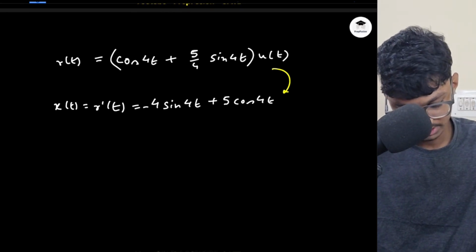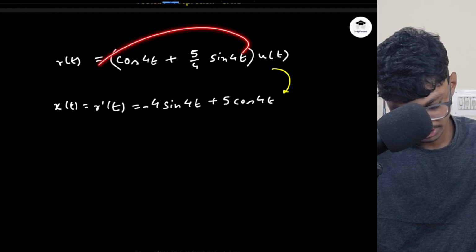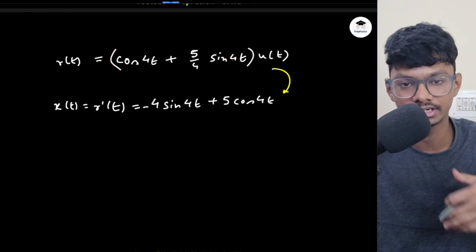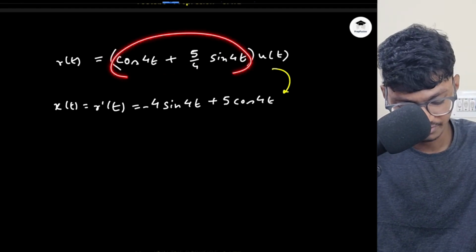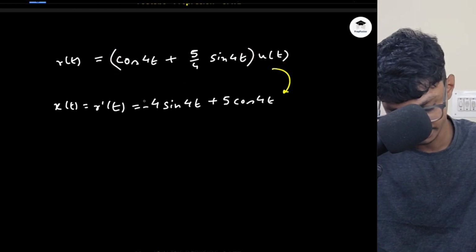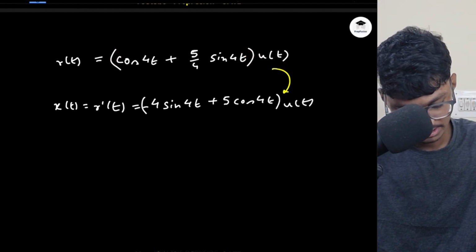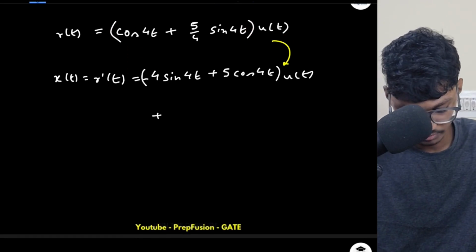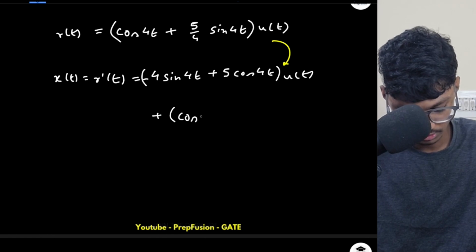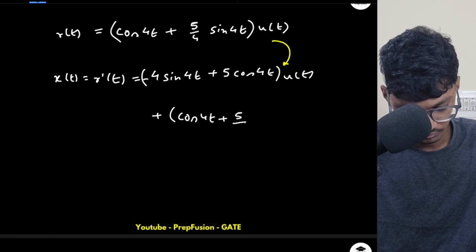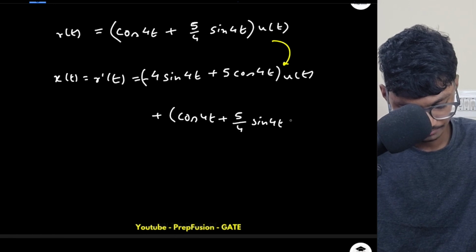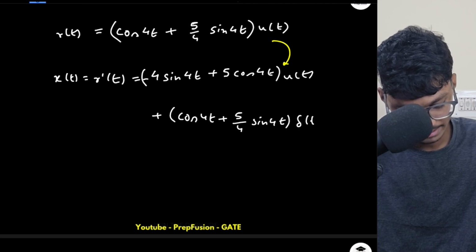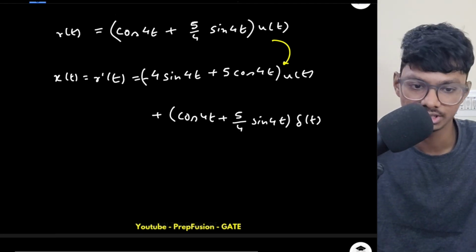So this portion is correct, but whenever there is a function a times b and I am doing the differentiation, first I will differentiate this one and write the other one as it is, and then I will differentiate the second term and write the other term as it is. So the second term will be cos 4t plus 5 by 4 sin 4t into delta of t. Differentiation of unit step is impulse.